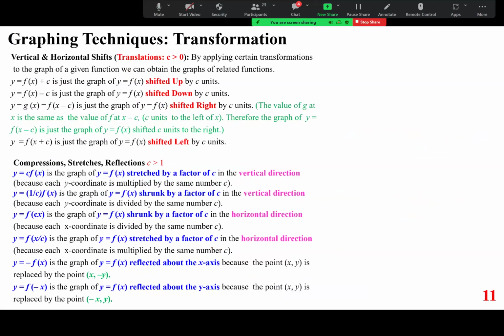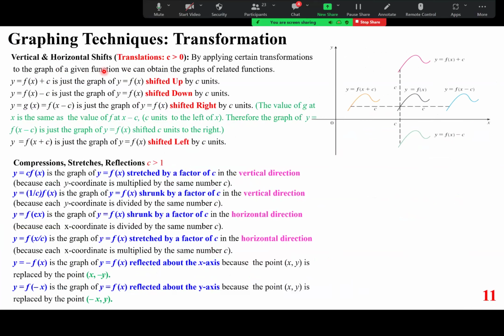Graphing techniques, transformations, reminding everyone. In short, vertical and horizontal shift translation. We are assuming c is positive. If you have a function f of x, f of x plus c shifts up by c units, f of x minus c shifts down by c units, f of x minus c goes to the right by c units, and f of x plus c goes to the left by c.